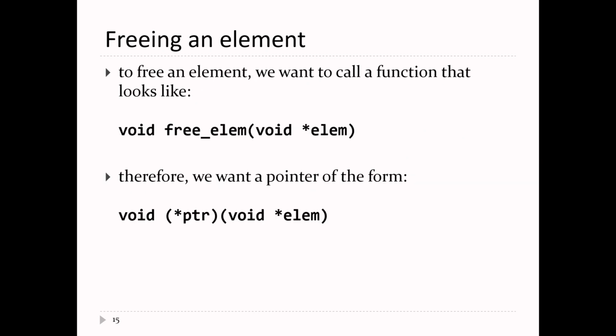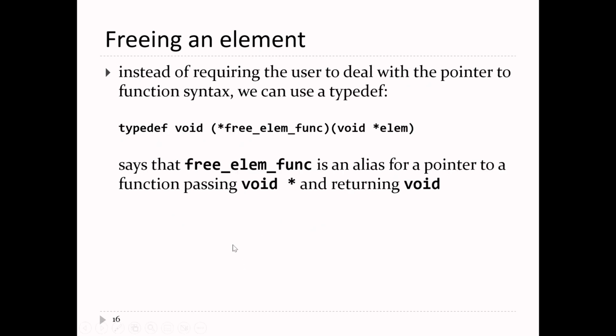Okay, to free an element, it's pretty similar. Freeing an element takes in a pointer to void and returns void. Here it's not const, because when you free an element you are destroying the element, so you're changing it, and it can't be const. So for this function, I want a pointer that returns void and takes in a pointer to void. And again, you can create a typedef for that. Free elem func is just another name for a pointer to a function that returns void and takes in a void pointer as its argument.